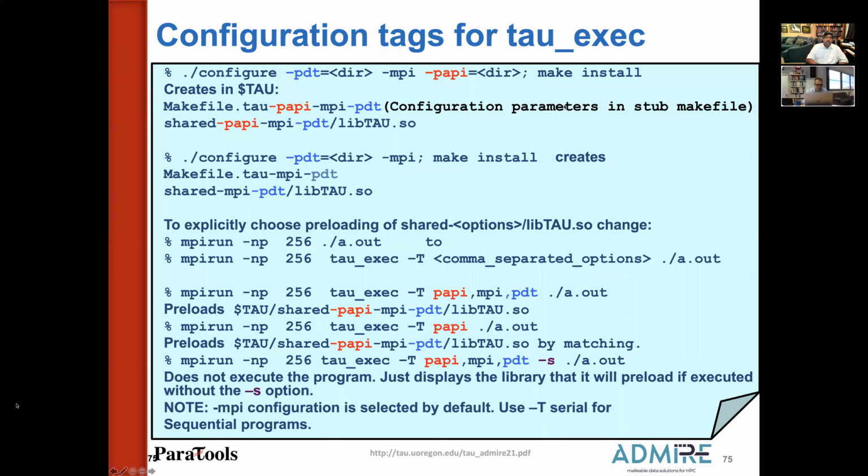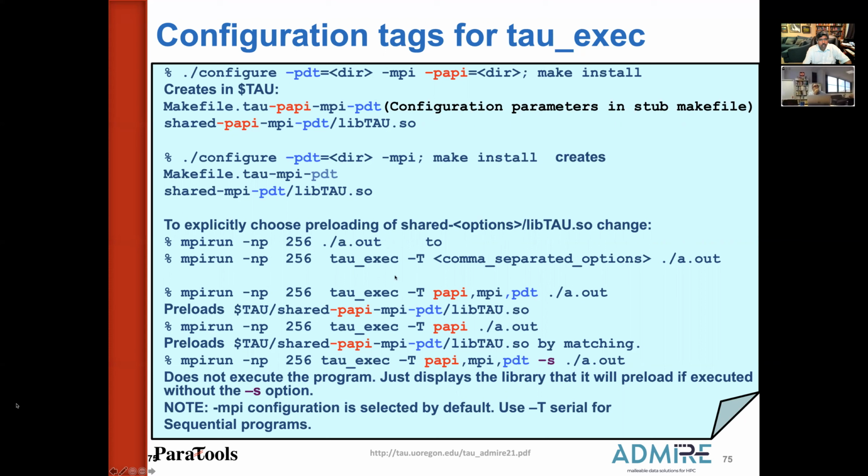Now, what is interesting is that if I configure TAU, say with PAPI or without PAPI, it creates a stub makefile, which has these tags in its name. So there's a PAPI MPI PDT. And then it also creates a libTAU.so in a directory called shared-papi-mpi-pdt, with the same tags as the names in the makefile. If I configure TAU without PAPI, it creates one without PAPI like this, shared-mpi-pdt.